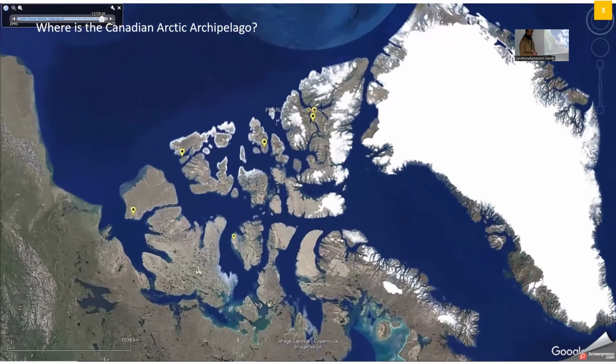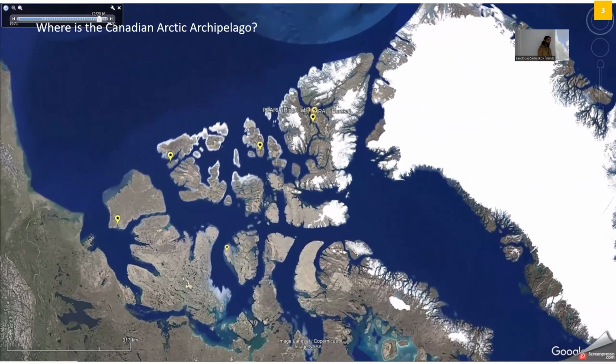Okay, where is the Canadian Arctic archipelago? The Canadian Arctic archipelago is located in the Arctic region of Canada, extending from the northern shores of the mainland toward the North Pole. It includes approximately 36,000 islands, much of them covered by ice and snow for much of the year. Here is the Eureka region that we are going to focus on.